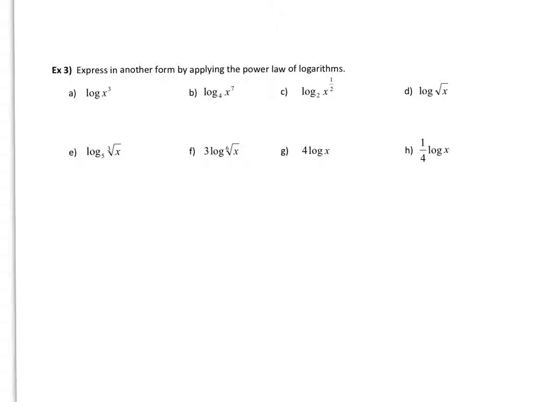Moving on. Express in another form by applying the power law of logs. The power law of logs was the one that said this exponent could come down front and multiply that log. So this is equivalent to 3 times the log of x. Okay, try these questions, see how you do. This one should be 7 times the log of x with a base of 4. This one should be a half.